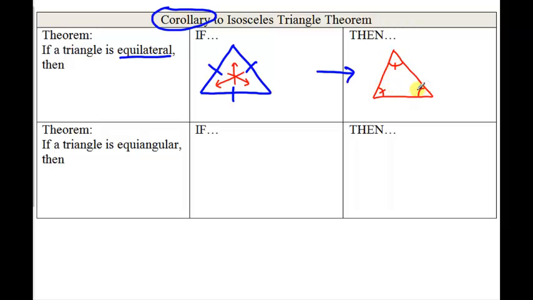So what is the name for that? All 3 angles the same. The triangle is equiangular. E-Q-U-I-A-N-G-U-L-A-R, spelled right down here. And the reverse is true, the converse of this: if it's equiangular, then it is equilateral.